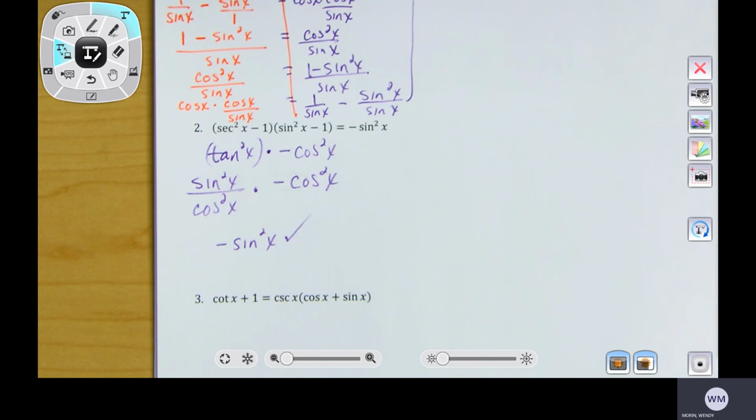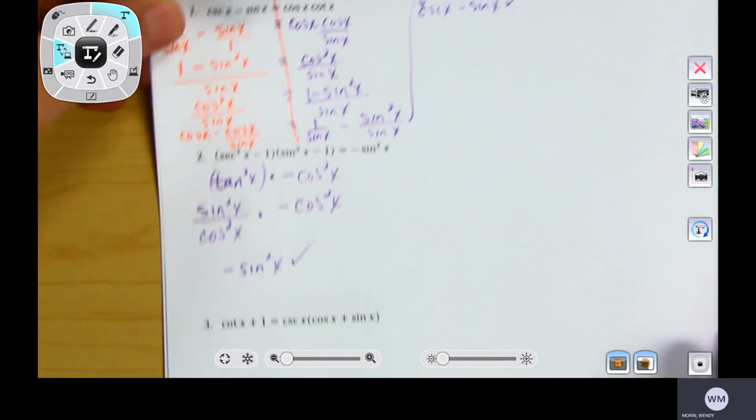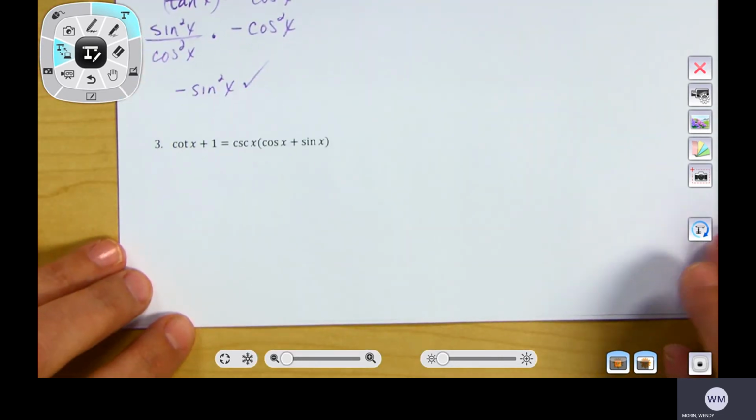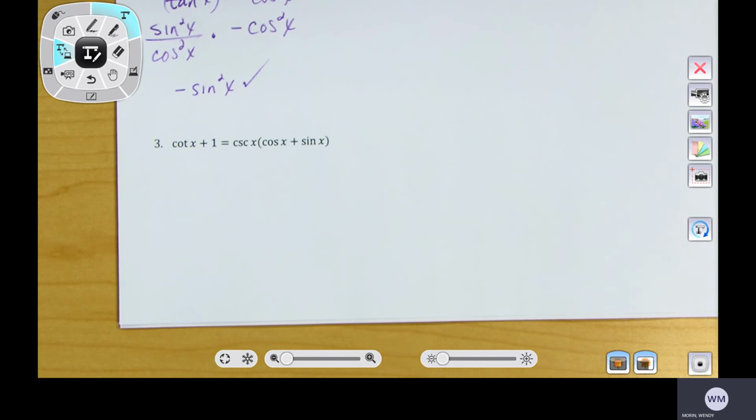I would not want to work the right side at all. I could, but I would not want to. I wouldn't even want to try. Okay? Let's look at number 3. Which side has more to do? The right. All right, go ahead and try it. Do something to the right.